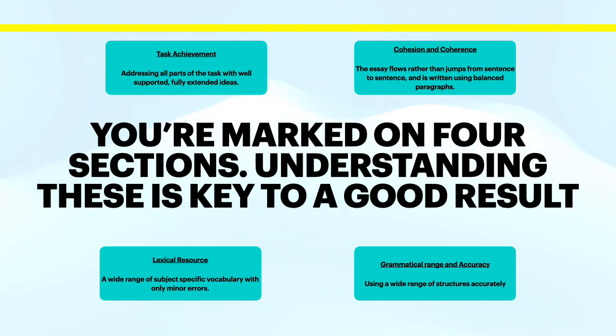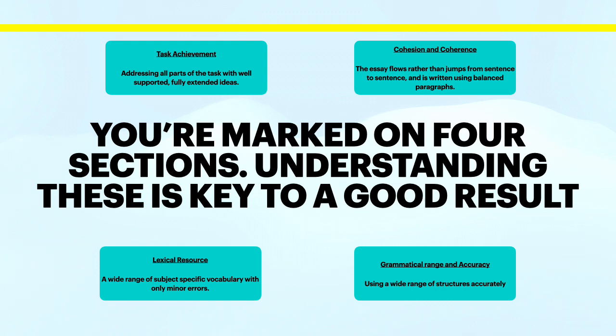So let's take a look at what the examiners use to mark us. There's 4 sections. The first one is task achievement. This one assesses how well you address the task prompt and makes sure that you fully extend all of your points. The second we've got is coherence and cohesion.